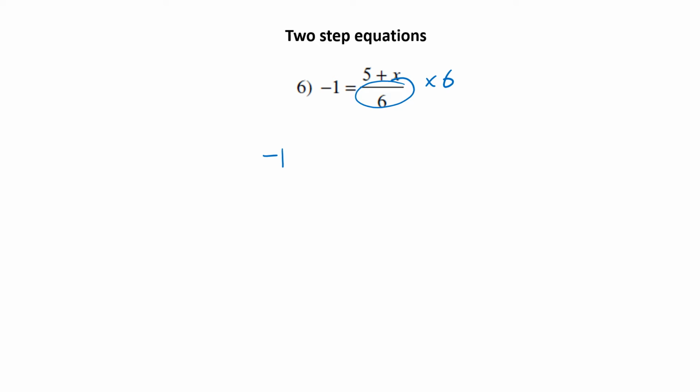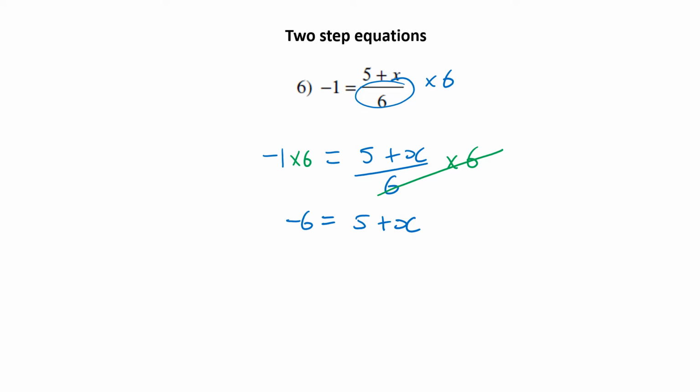I'm going to go minus 1. I'm going to leave a bit of space because I'm going to write something there. 5 plus x over 6. So divide by 6 there. Now, as I said above, I need to multiply that by 6, so that's the inverse operation to divide by 6. So that cancels that out. Then I'm going to multiply that by 6 there. And what I get is minus 1 times 6 is minus 6 equals 5 plus x.